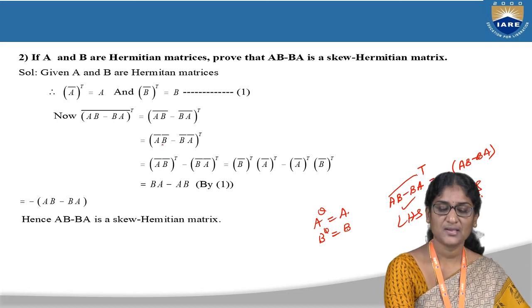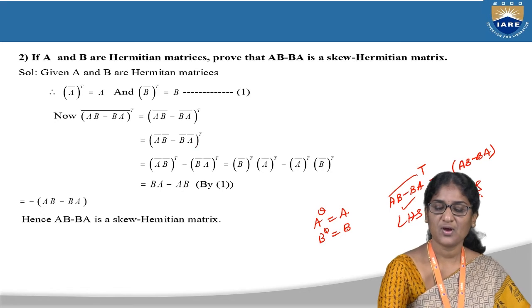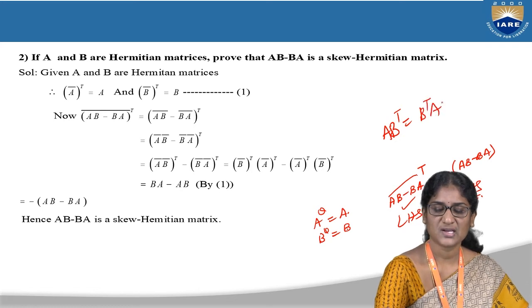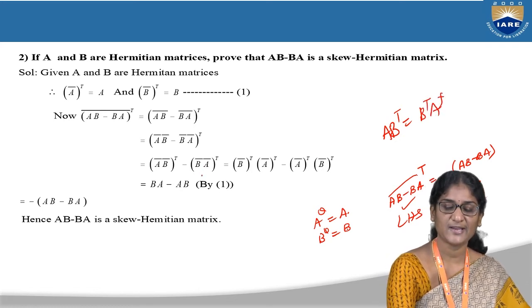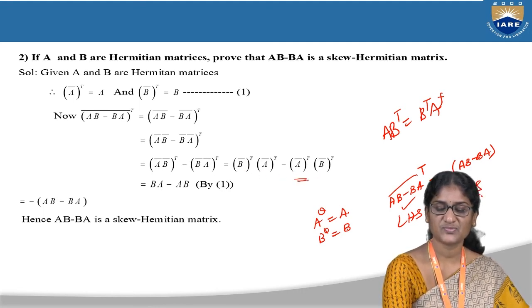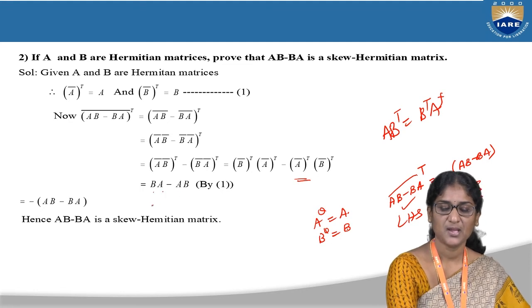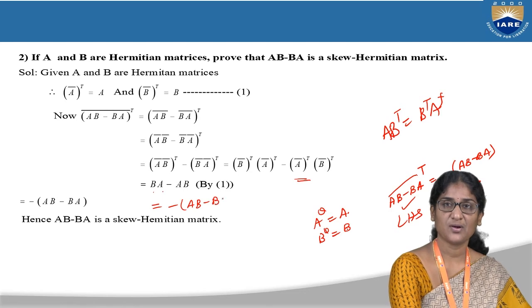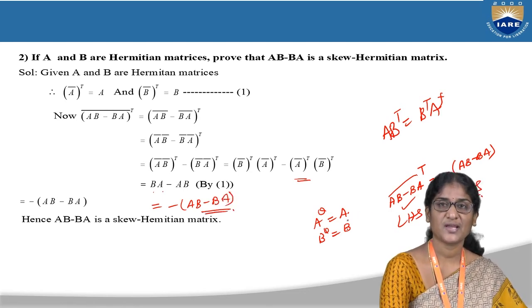So (A̅B̅ minus B̅A̅) whole transpose. We all know that (AB) whole transpose is equal to B transpose into A transpose. So that is what I have applied here. B̄ transpose into Ā transpose minus Ā transpose into B̄ transpose, which is equal to BA minus AB. Now you take minus as common, you are going to get minus (AB minus BA), which is nothing but the skew Hermitian matrix.